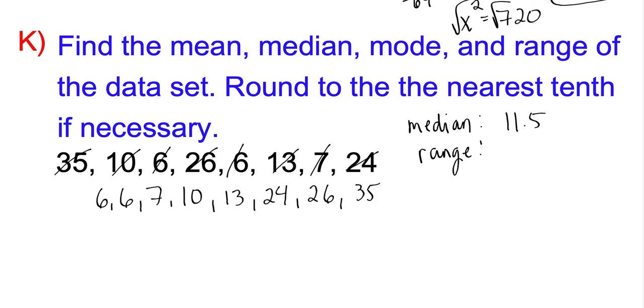Range, we do largest number minus smallest number. So 35 minus 6 is a 29.